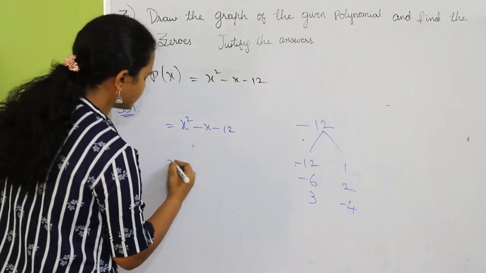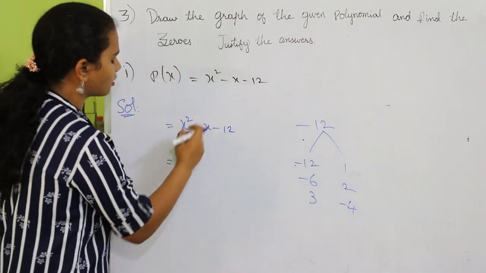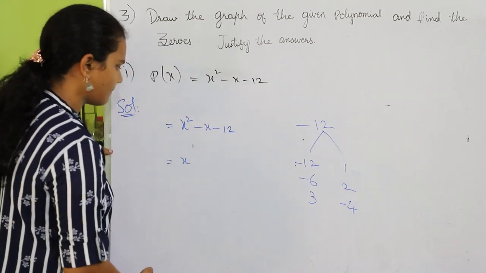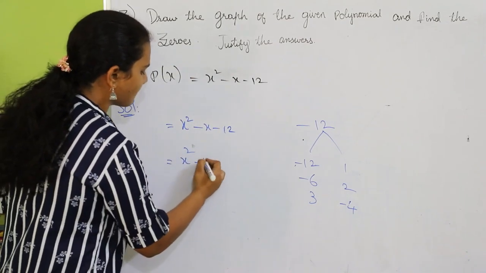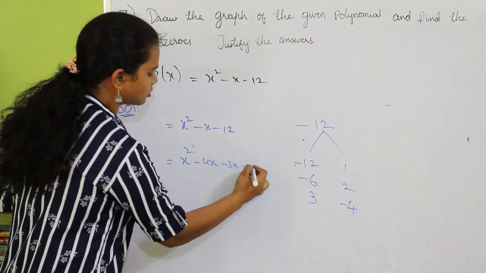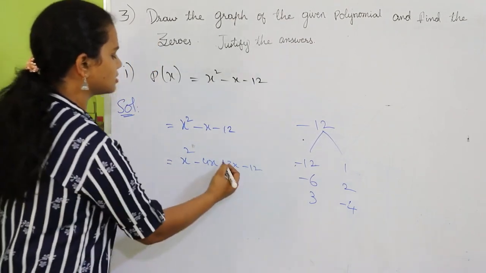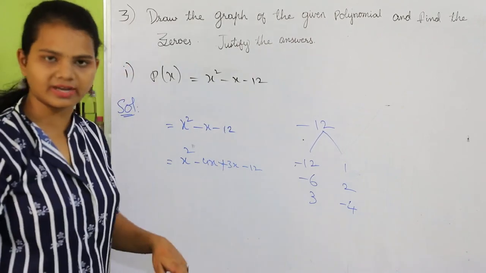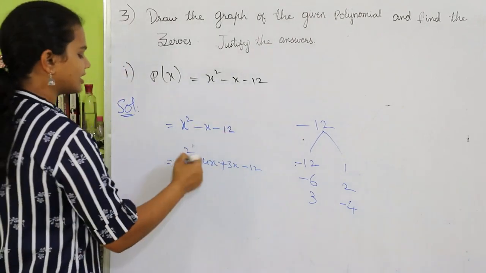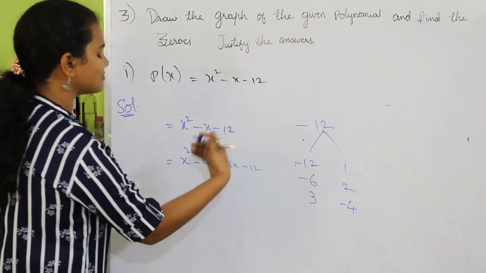So this is the given polynomial. Now what you do? Let it be x square minus 4x minus 3x, not common at present. You take it like this: plus 3x, minus 4 plus 3 is minus 1, right? So that's what I have taken. So x square minus 4x plus 3x minus 12.